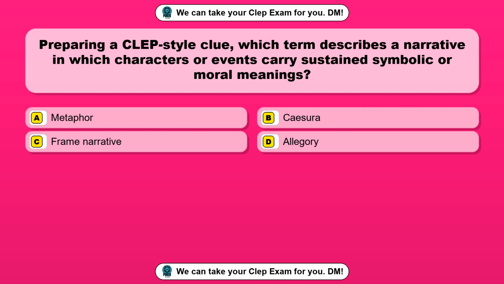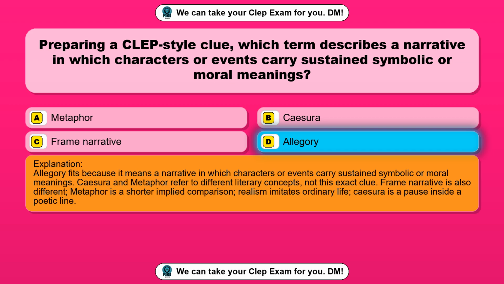Question 13. Preparing a CLEP-style clue, which term describes a narrative in which characters or events carry sustained symbolic or moral meanings? Option A. Metaphor. Option B. Caesura. Option C. Frame narrative. Option D. Allegory. The correct answer is option D. Allegory. Allegory fits because it means a narrative in which characters or events carry sustained symbolic or moral meanings.